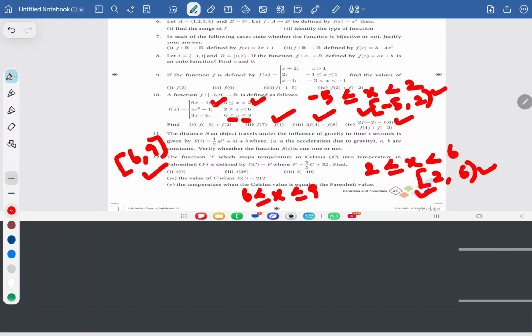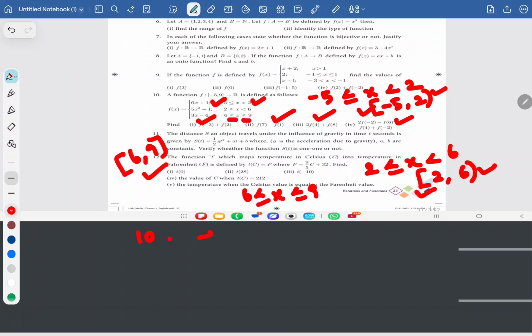We have f of x for 3 different cases. For the first case, minus 5 to 2, 6x plus 1. For the second case, closed 2 to open 6, 5x square minus 1. For the last case, 6 less than or equal to x less than or equal to 9, 3x minus 4.